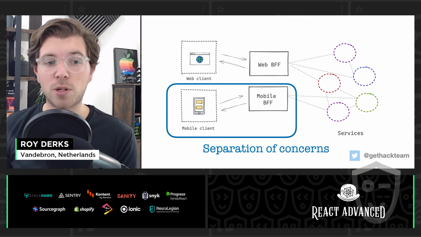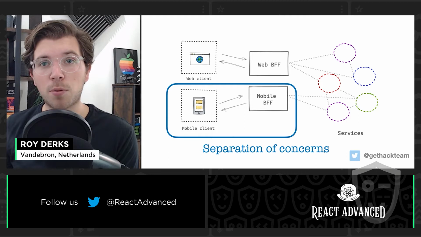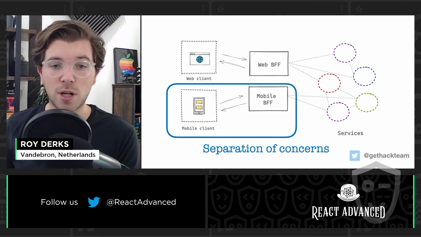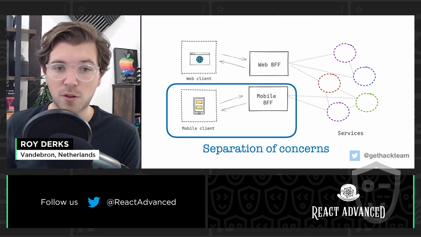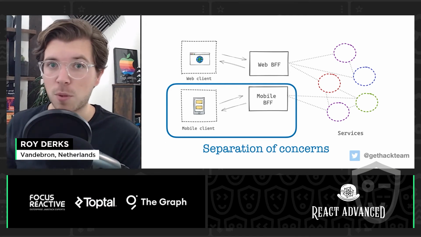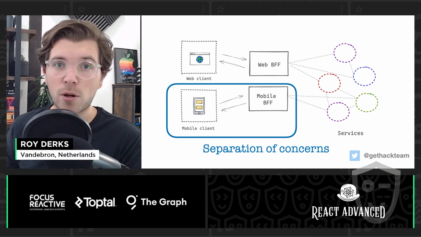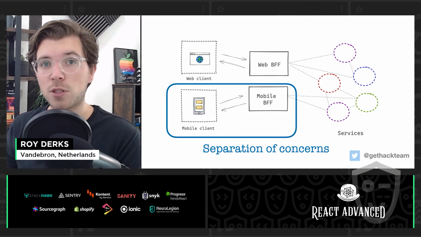So maybe you're doing very different things in your mobile client and you don't want your web client to be aware of these changes. Then the separation of concerns is perfect. Because maybe you also have more separation of concerns with even your services. So maybe your microservices or parts of your monolith are specifically tailored to mobile. Then it can be a good use case to have this backend for frontend pattern.